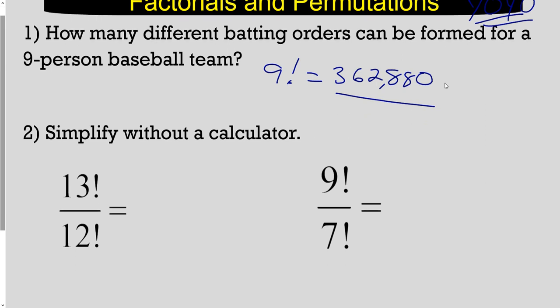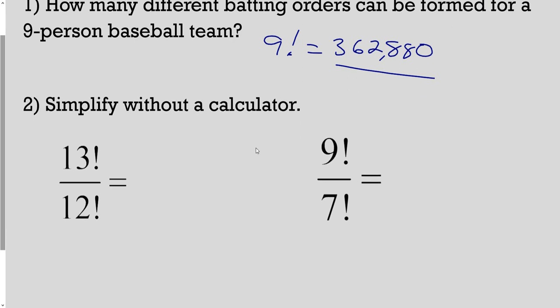If we add 1 more person to this, that'll be a 10th person. We multiply this number by 10. So if you throw 1 more person into that batting order, into the team, you have 10 times as many lineups already. And then the next person will be 11 times that, and then 12 times that. So you can see how fast these factorial values will go.